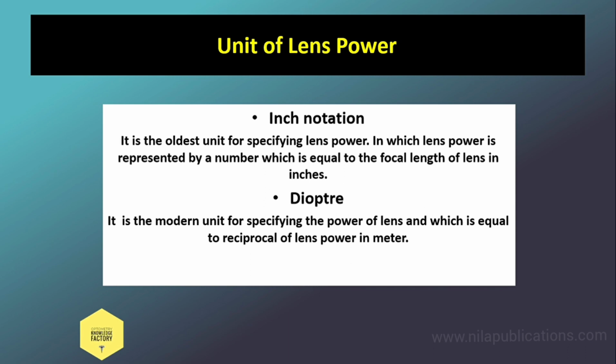Units of lens power. There are two units. First one is the inch notation. It is the oldest unit for specifying power, in which the lens is represented by a number which is equal to the focal length of the lens in inches. Then second one, diopter. It is the universally accepted modern unit for specifying lens power, which is equal to the reciprocal of the focal length in meter.